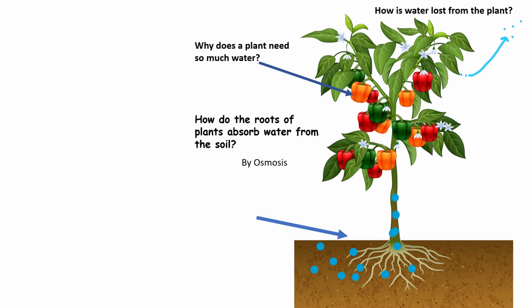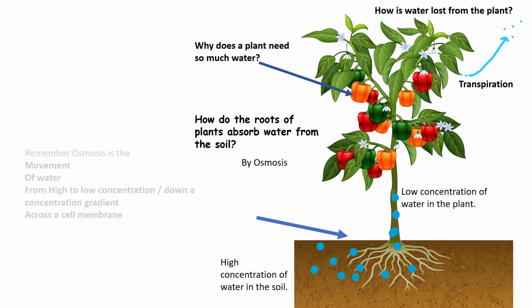Well, as you know, this is via osmosis, and the water molecules move into the roots from a high concentration in the soil, where there's lots of water, to a lower concentration inside the plant. Now remember, osmosis is the movement of water from a high to low concentration, or you can say down a concentration gradient, and it's across a cell membrane.